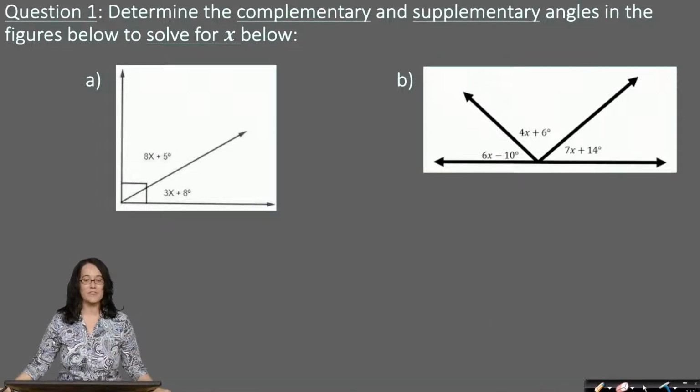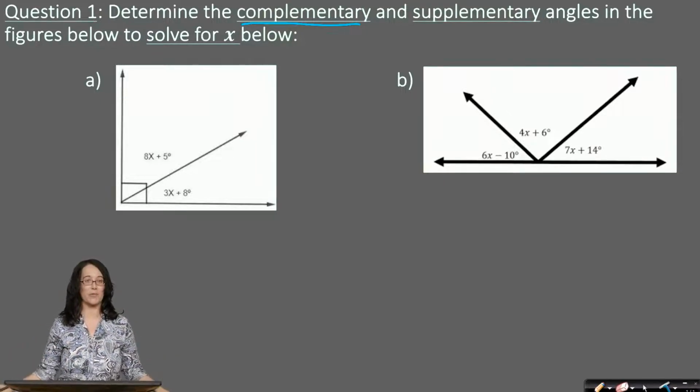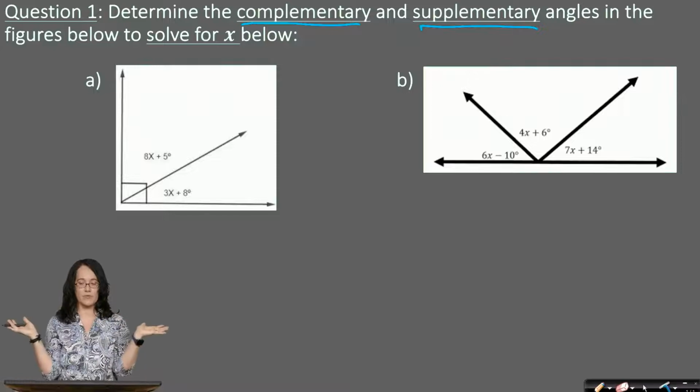To begin, let's remember how we can talk about complementary and supplementary angles. Remember that a complementary pair of angles refers to two angles that share a common vertex, and when you add up their angles, they add up to 90 degrees. They complete each other to form a right angle. Whereas supplementary angles, again, are angles which share a vertex and which add up to 180 degrees. So they supplement each other in order to form a straight angle or a 180 degree line.